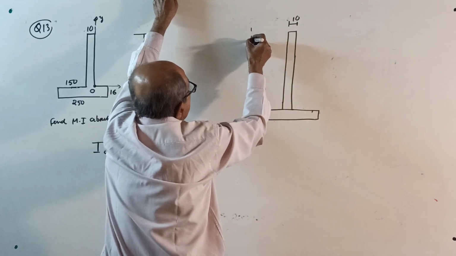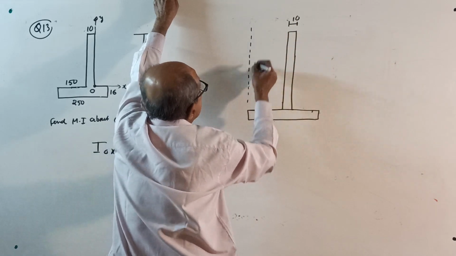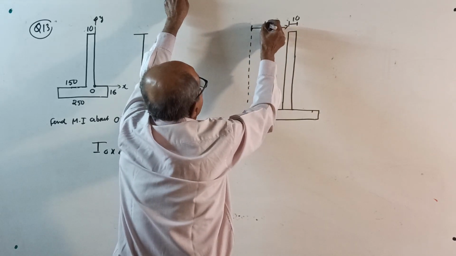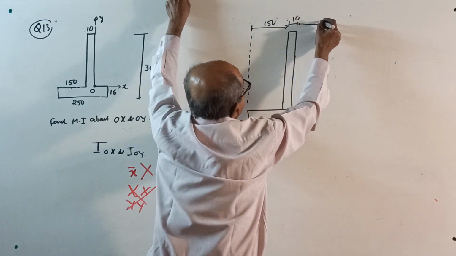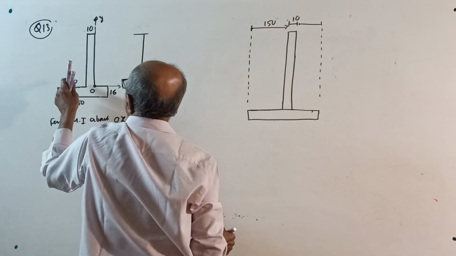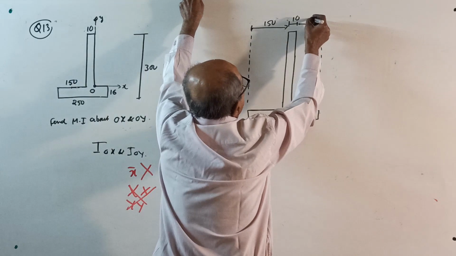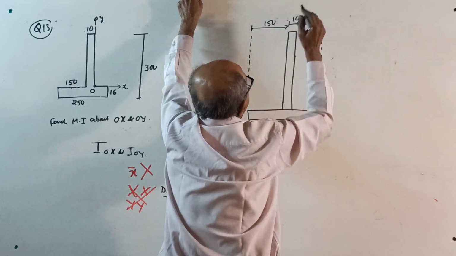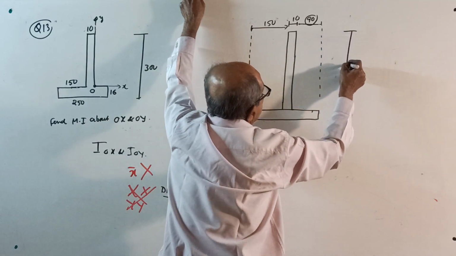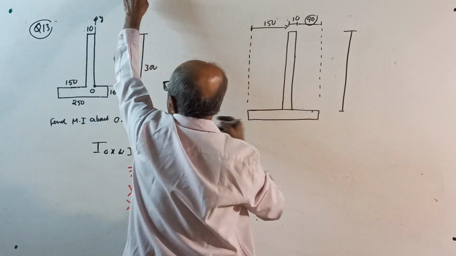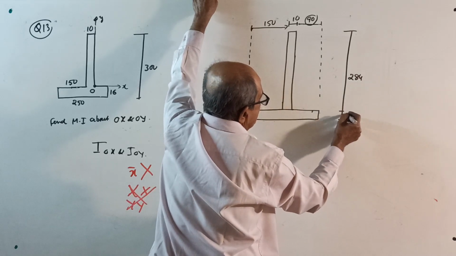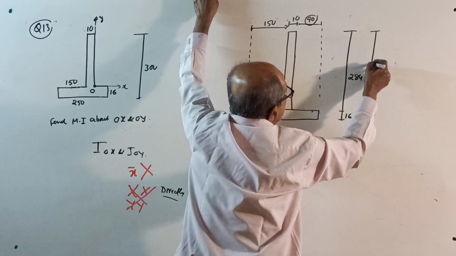If you want this offset, anywhere you can write. This is given in the question as how much? 150. If that is 150, this offset will be 150 plus 10 is 160, 90. This is 90, calculated value, not given. Depth here, this depth: 300 is given, so this is 284, this is 16. Total is 300.